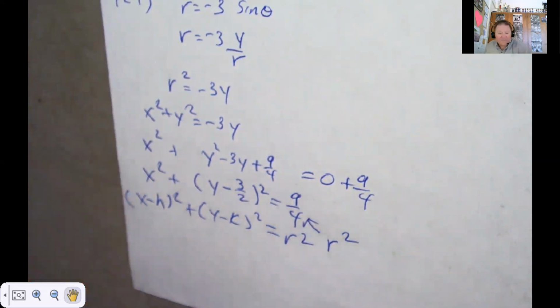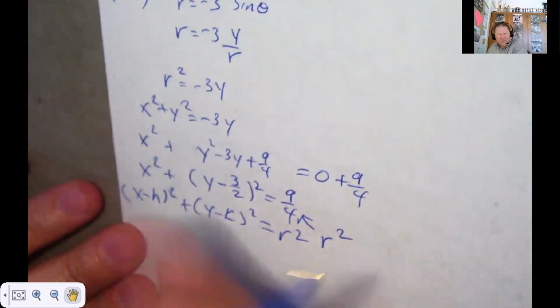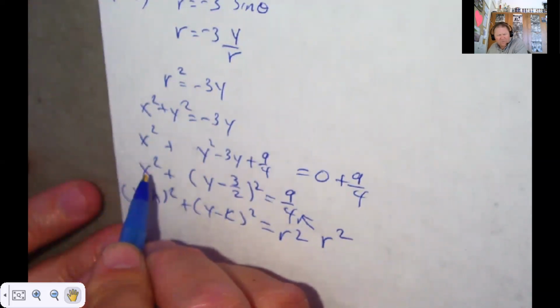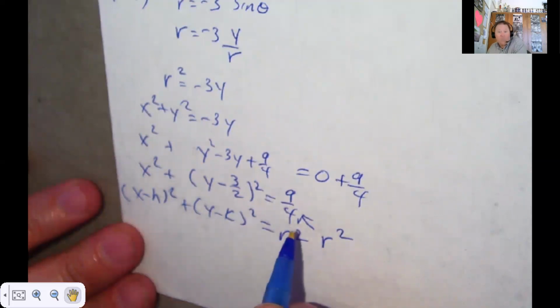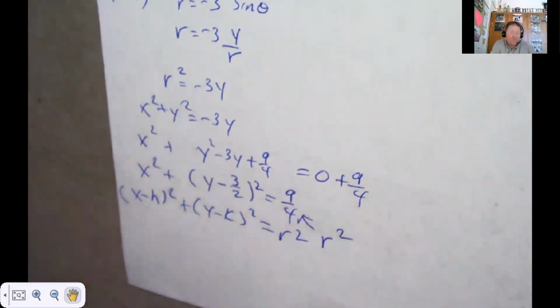And you could graph it. I think there's a picture maybe. Yep, there's a picture if you were to graph. Well, you don't need to do it. I think you can visualize a circle whose center is at 0, 1.5, and whose radius is 1.5. Okay. Here's the picture of that. All right, that's a wrap.